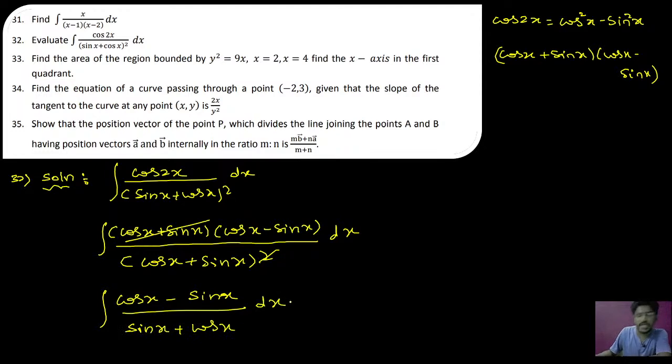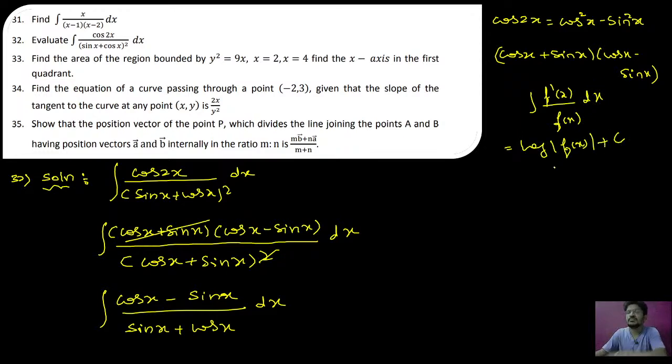with respect to dx. So my dear students, here you can just see it is in the form of the integration of f dash of x divided by f of x dx. That will be log of mod of f of x plus c. Okay. That means this term is f of x. If you differentiate this, you will get the numerator. Differentiation of sin x is cos x. Differentiation of cos x is minus sin x. Okay. So it is in this form.